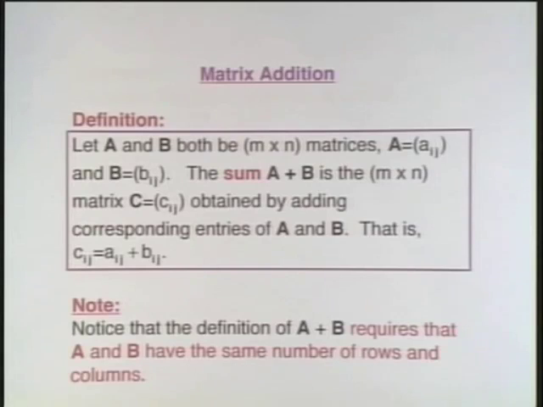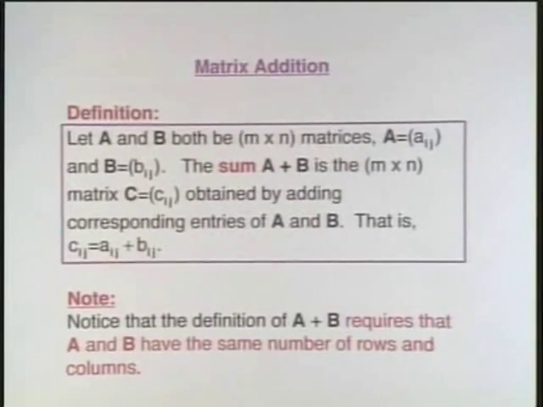Matrix addition. Definition. Let A and B both be m by n matrices, where A is equal to the matrix with entries a sub ij, and B is equal to the matrix with entries b sub ij. The sum A plus B is the m by n matrix C with entries c sub ij, obtained by adding corresponding entries of A and B. That is, c sub ij is equal to a sub ij plus b sub ij.